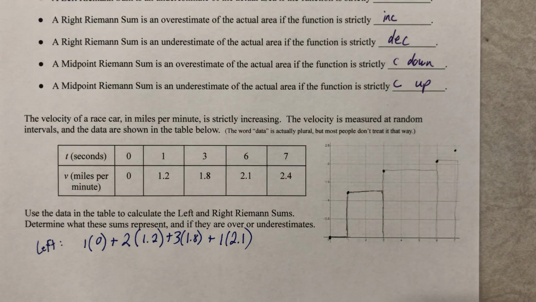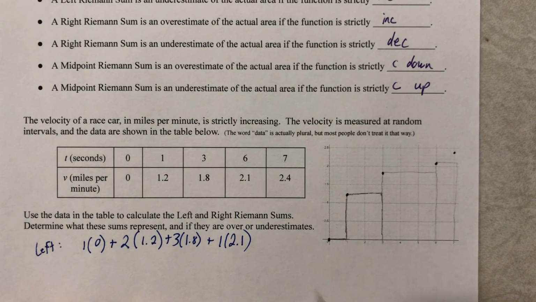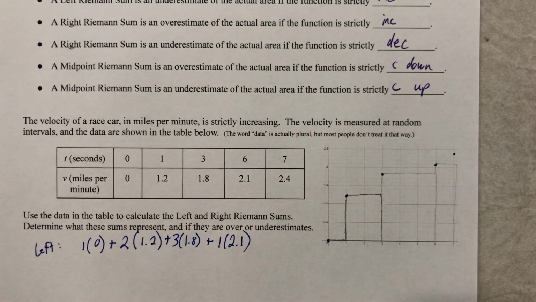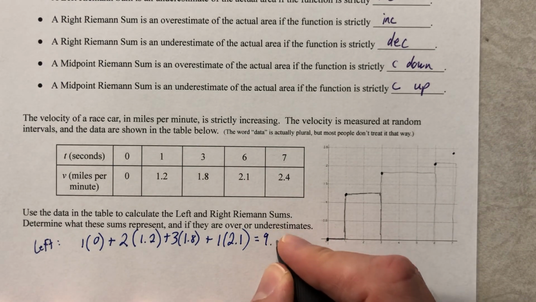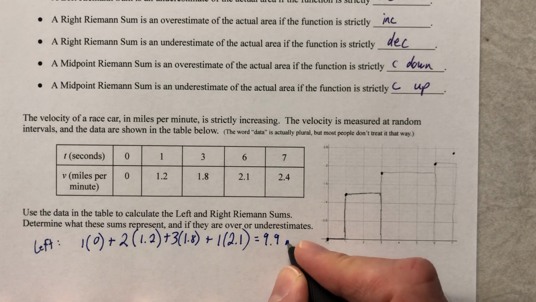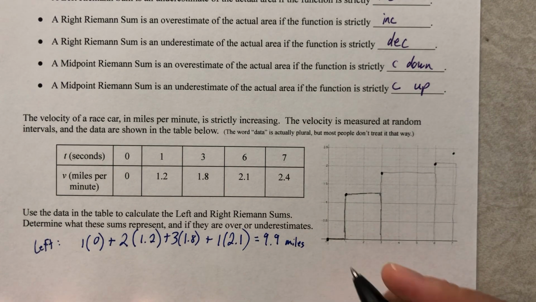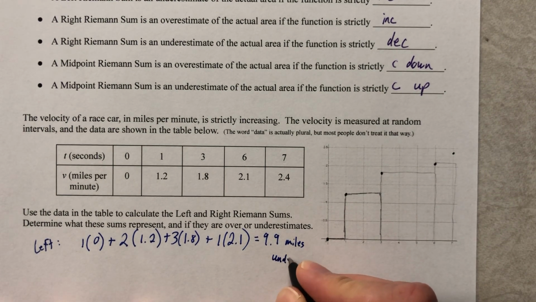And we're gonna have an underestimate. We can see it from the graph, but the fact that they said strictly increasing is gonna give that away. And I don't wanna bore you to death by typing a bunch of stuff. I actually have the answer in front of me. So this is gonna be 9.9 miles. And this is an underestimate.